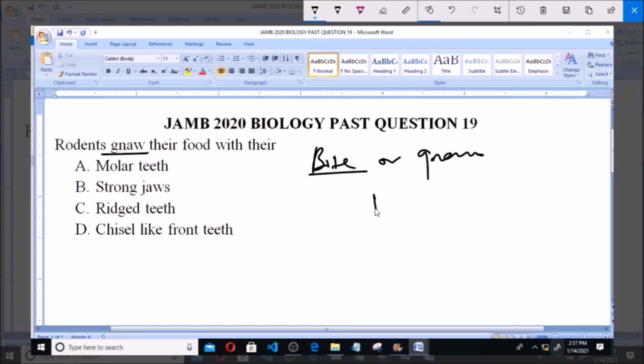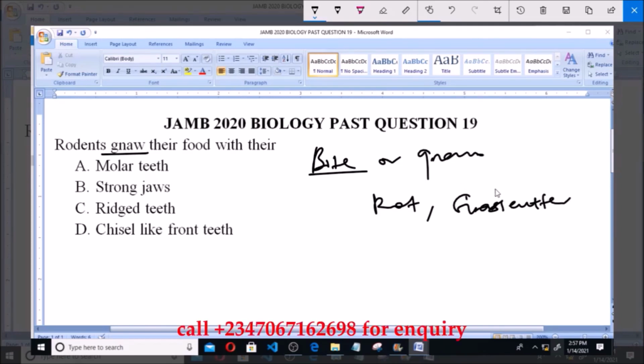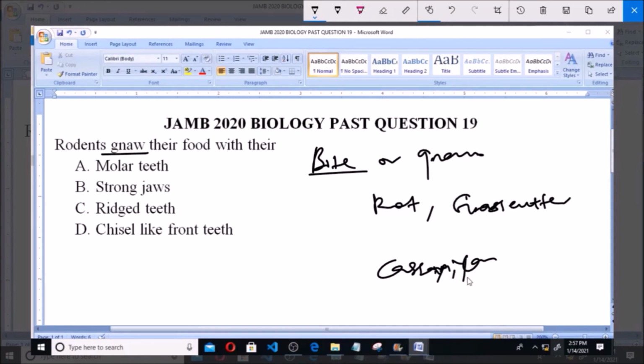If you look at most rodents, for instance the rats or the grass cutter or the squirrel, if you look at their front tooth, you will see that it is chisel-like. This enables them to gnaw into their food, mostly tubers like cassava and yam. It enables these rodents to bite this food efficiently. This is because of the presence of their chisel-like front teeth. So this is the answer to the question.